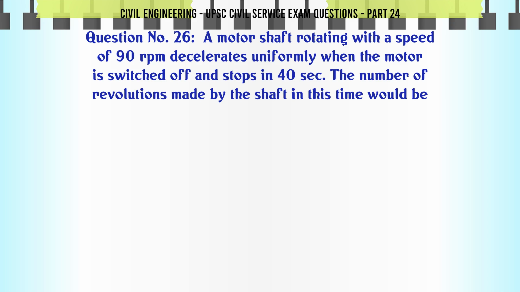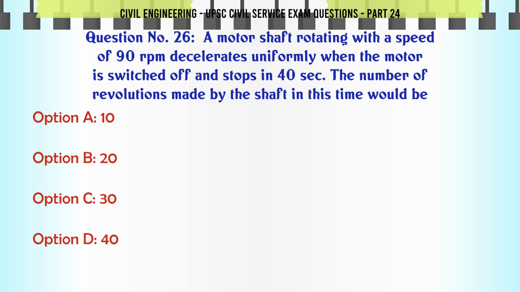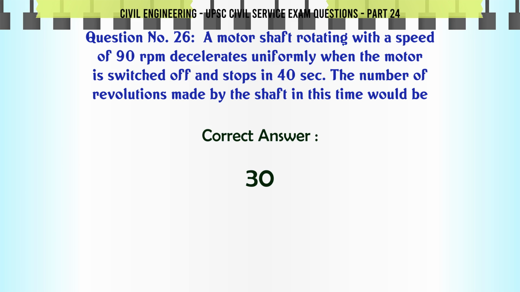A motor shaft rotating with a speed of 90 rpm decelerates uniformly when the motor is switched off and stops in 40 sec. The number of revolutions made by the shaft in this time would be A. 10, B. 20, C. 30, D. 40. The correct answer is 30.